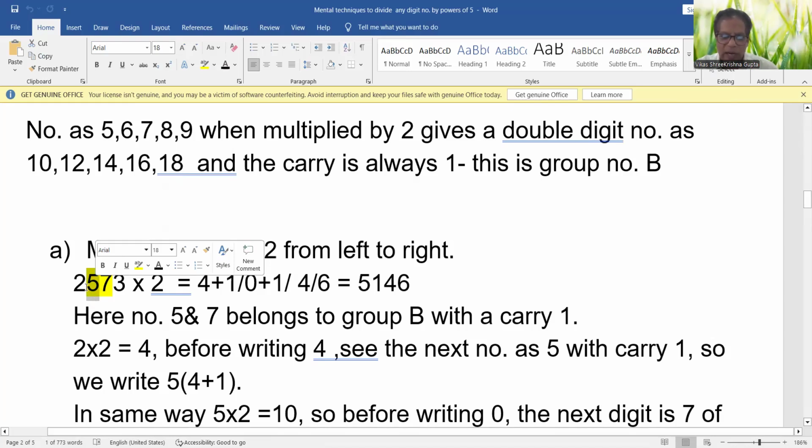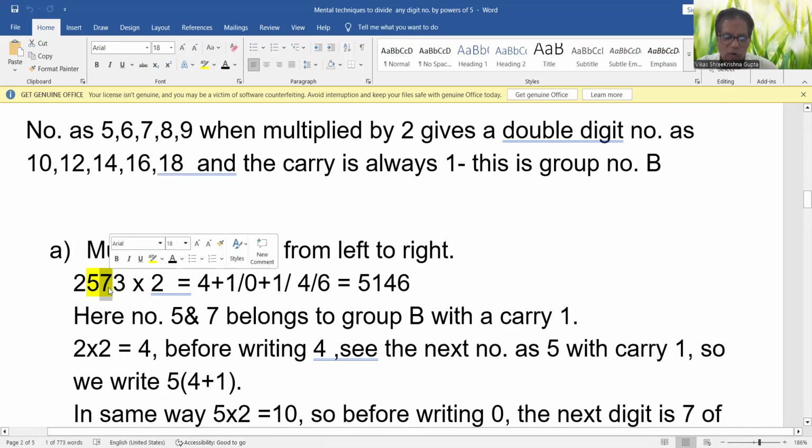So before writing 4, I will add 4 plus 1, that is 5. Then 2 into 5 is 10. Before writing 0, I will see the next number. The next number is 7, which belongs to group B, so that is a carry. 2 into 7 is 14, so it's a carry of 1. So 0 plus 1 is 1, and I write 1.